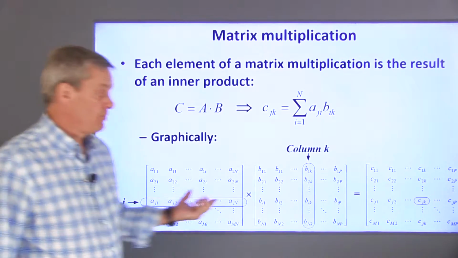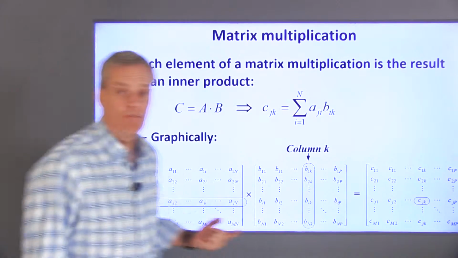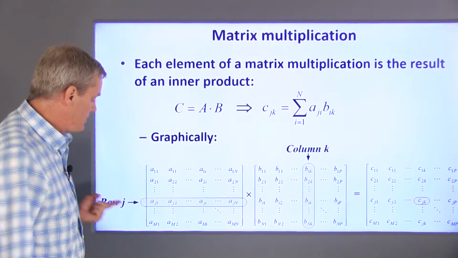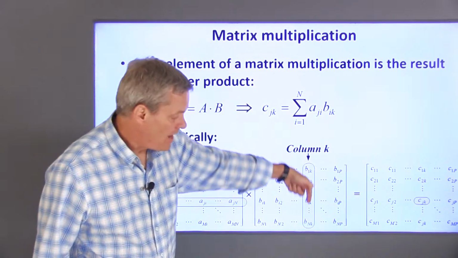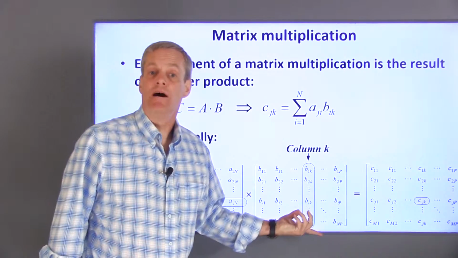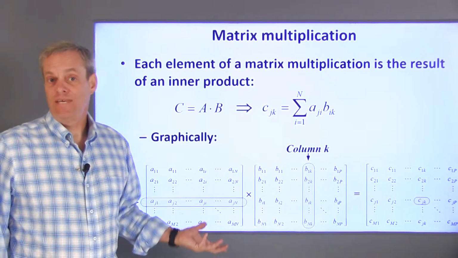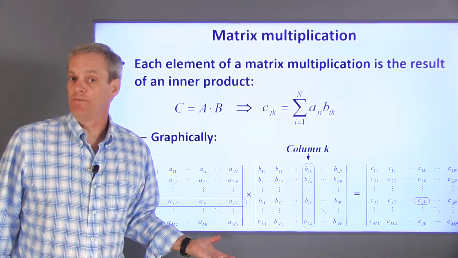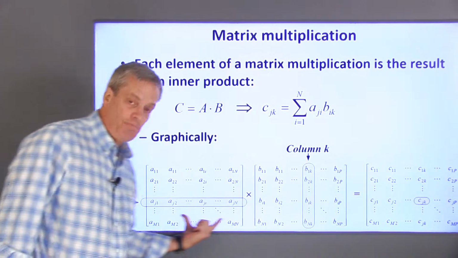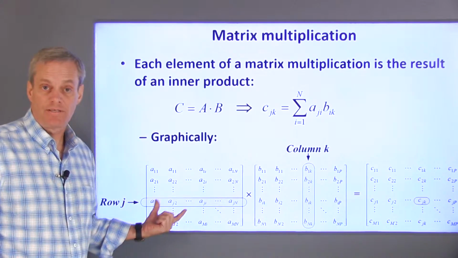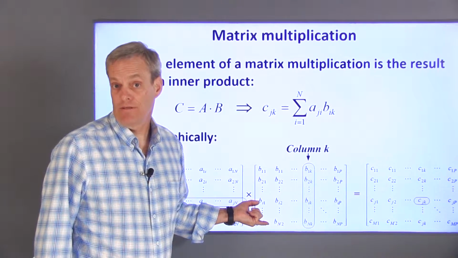To get the element, which is a scalar, at the jth row and the kth column of C, I multiply the corresponding terms in the jth row of A and the kth column of B, and then add them up. Notice that the row vector of A and the column vector of B have to have the same number of elements to perform the inner product. This implies that the number of columns of the first operand matrix has to be the same as the number of rows of the second operand matrix.